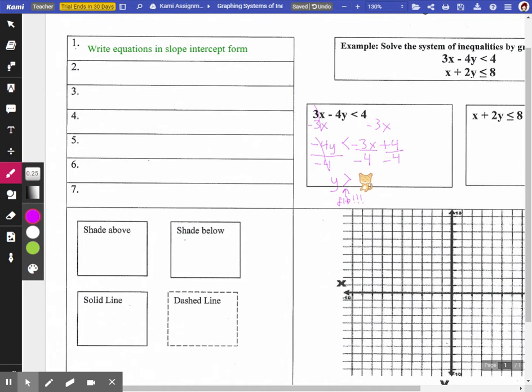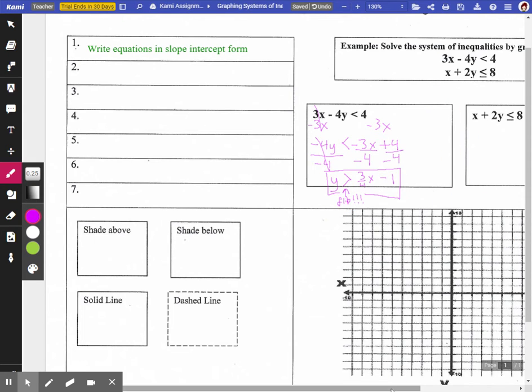Negative over negative is a positive. So my new slope is 3/4, 3/4 times x. 4 divided by negative 4 is going to be negative 1. So now I have an equation in slope intercept form.